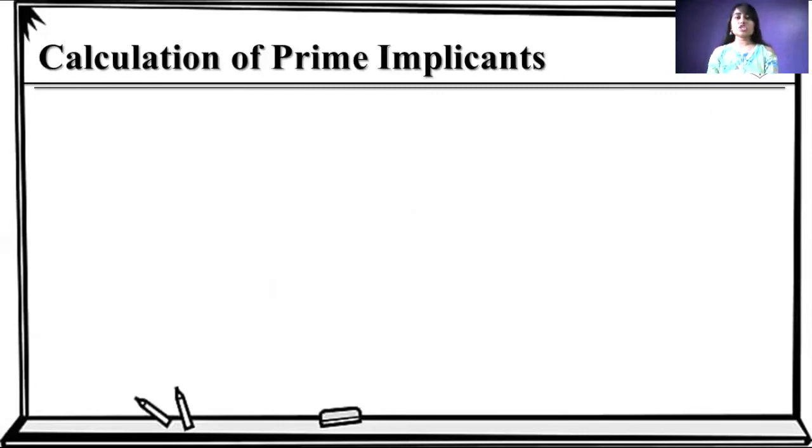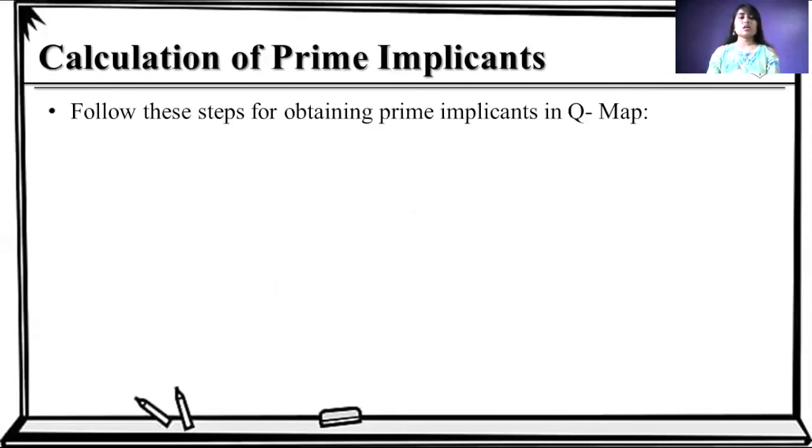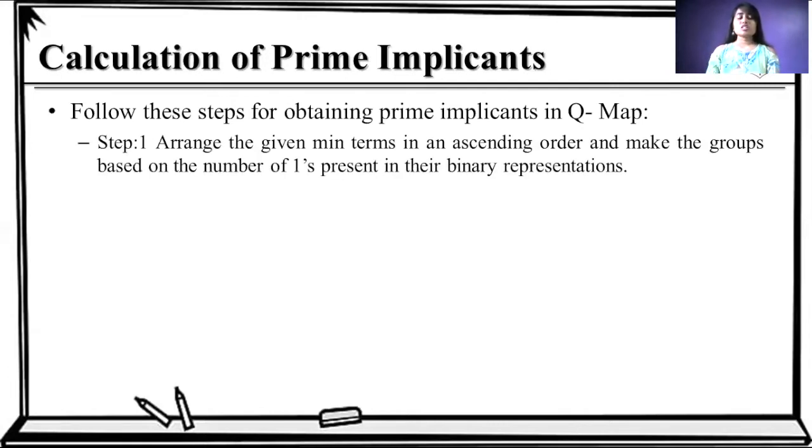So, calculation of prime implicants. Follow these steps for obtaining prime implicants in QMAP. Step number 1: Arrange the given minterms in ascending order and make the groups based on the number of ones present in their binary representation. First, make the groups based on the number of ones present in their binary representation.